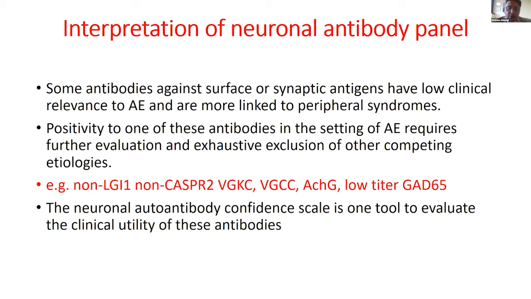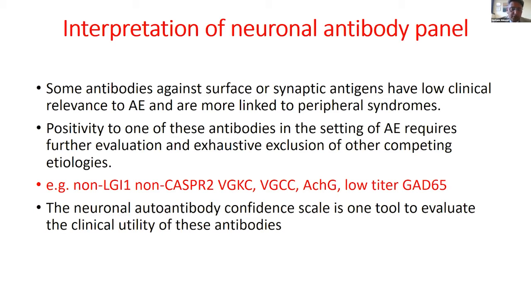We frequently see this with the voltage-gated calcium channel antibody, acetylcholine ganglionic antibody, low titer GAD65, as I mentioned, and also sometimes with VGKC antibody when LGI1 and Caspr2 antibodies are negative. Some of these antibodies, as mentioned, might be more relevant to peripheral syndromes, for example, Lambert-Eaton myasthenic syndrome in case of voltage-gated calcium channel or acquired autoimmune dysautonomia in case of acetylcholine ganglionic antibody. But for central syndromes, you really have to reevaluate and see if this antibody is relevant to the picture you're dealing with.